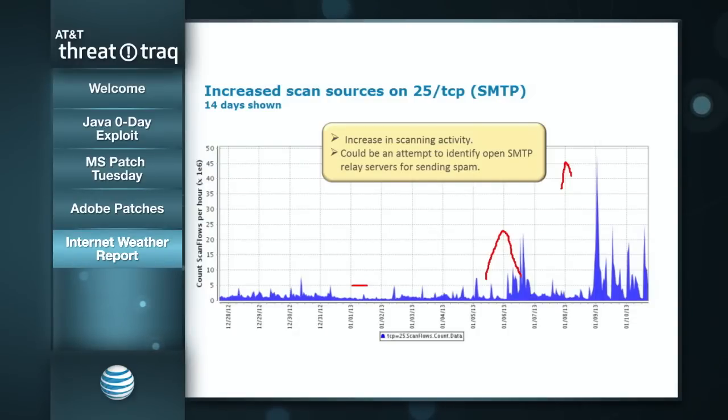My guess here, just looking at the activity that I'm seeing, is probably some type of attempt to identify open SMTP relay servers for sending spam. That's just a guess. I don't know of any particular vulnerabilities that they might be looking for, but that's my guess at the moment. So if you are running a SendMail server out there on the Internet, you might want to look for any kind of scanning activity going up against it and make sure that it's secure.